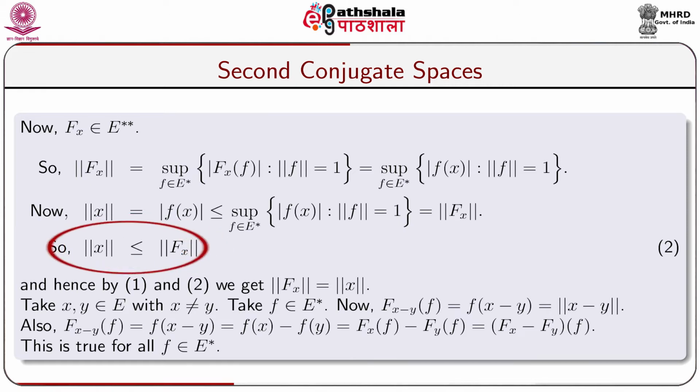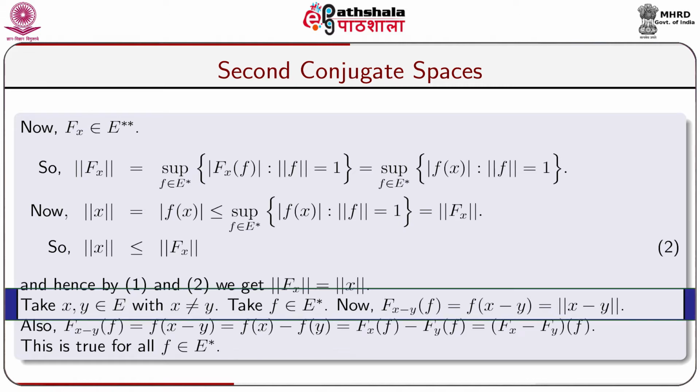So, norm x is less than or equal to norm Fx. Hence, by the above two relations we get norm Fx equal to norm x. Take x, y belonging to capital E with x different from y. Take f belonging to E star.